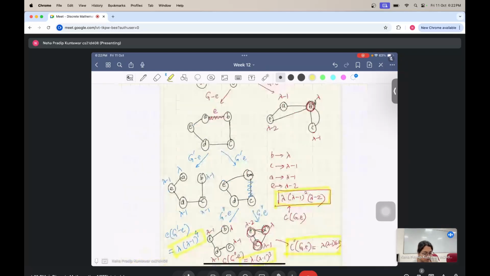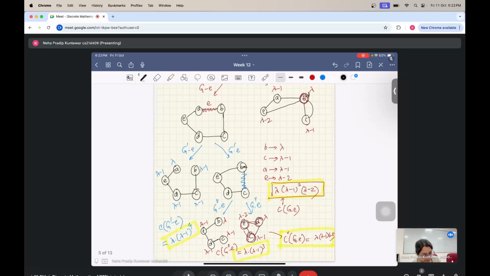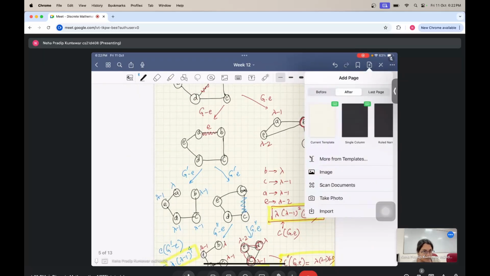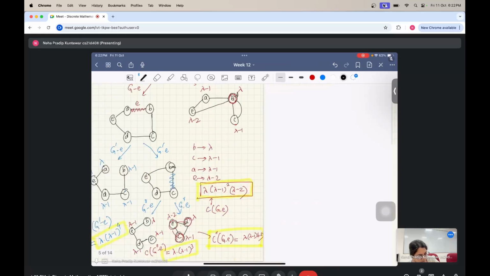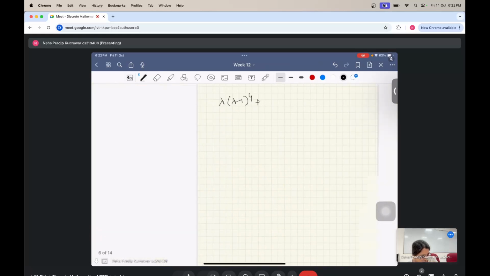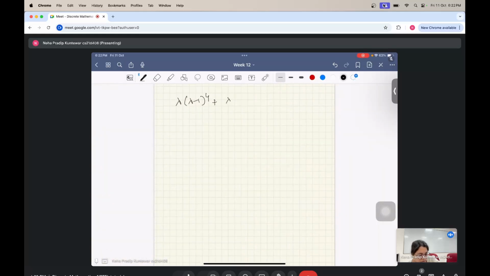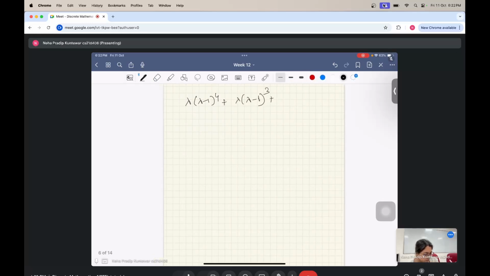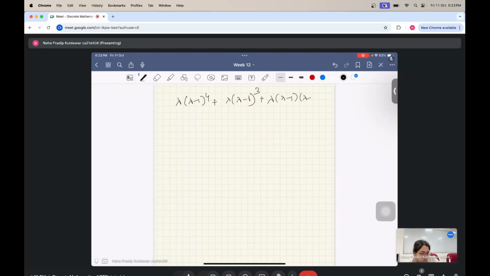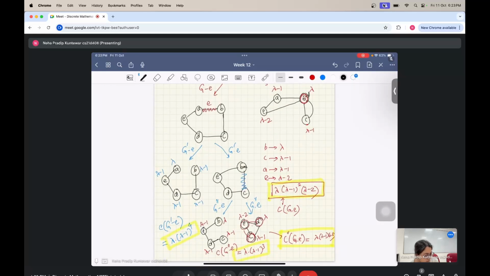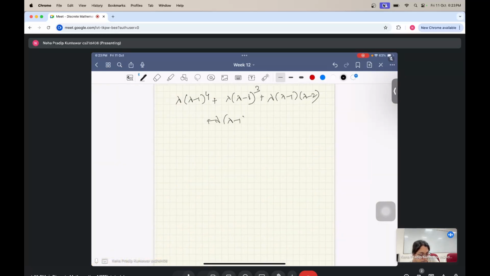And what we will do is add them all together. So the answer is going to be finally lambda times (lambda minus 1) to the 4, plus lambda times (lambda minus 1) cubed, plus lambda times (lambda minus 1)(lambda minus 2), plus lambda times (lambda minus 1) squared (lambda minus 2).